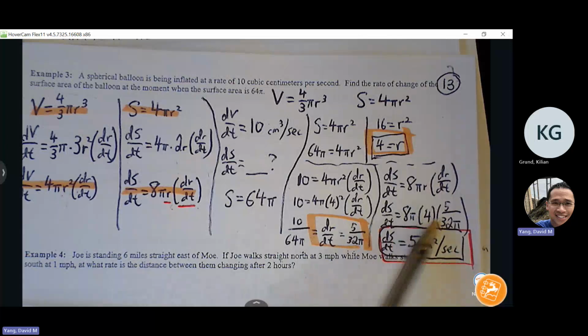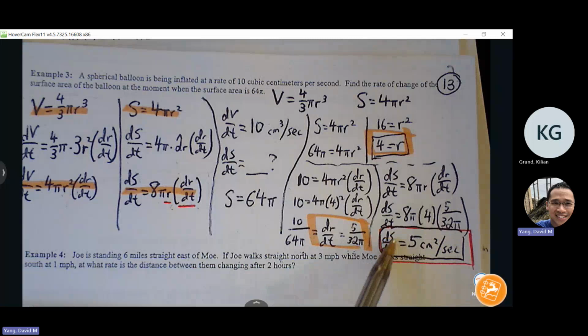Now, this cleans up nicely, but we got to make sure we know how to do the units of measure. S is surface area. Think about that word area. That's a two-dimensional unit. So centimeters squared. Time is seconds. So centimeters squared per second.